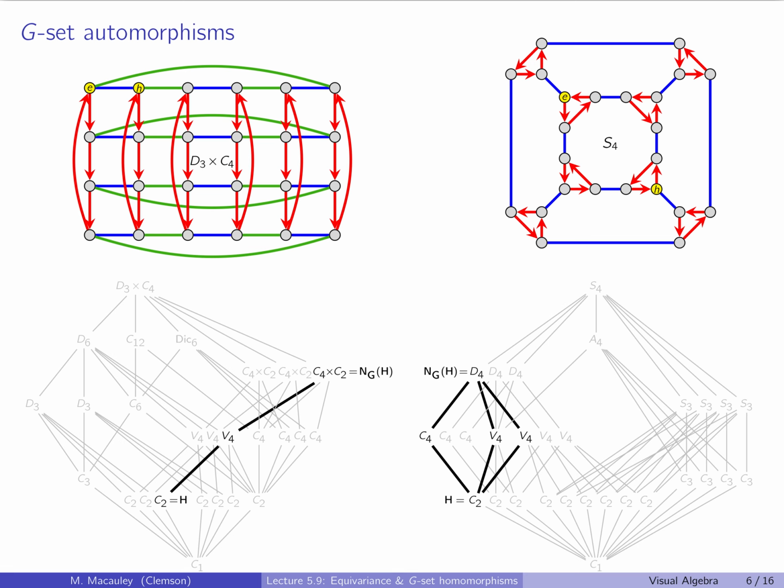Here's my favorite example of G-set automorphisms and how they represent symmetries of an action graph. For this, I'm going to show you two groups of order 24. This is D3 cross C4, and this is S4. And I've highlighted two groups of order 2. Over here we have the subgroup generated by H, and that's non-normal, so it's going to be one of these non-normal subgroups of order 2. Doesn't matter which one.